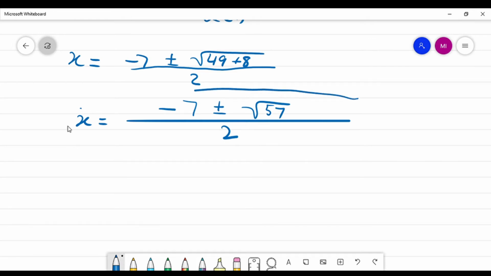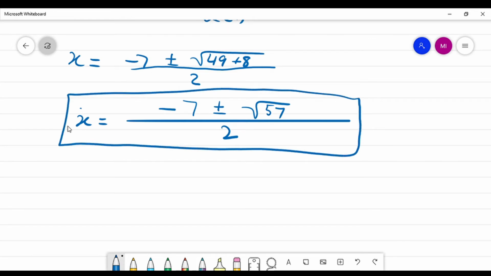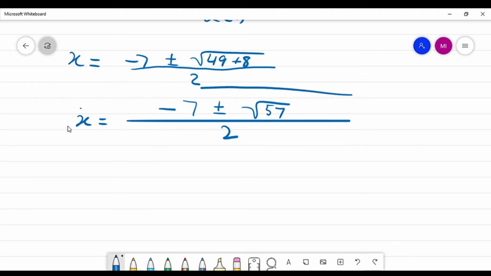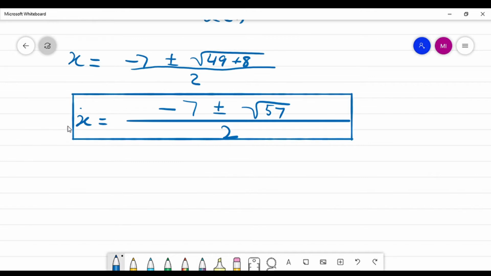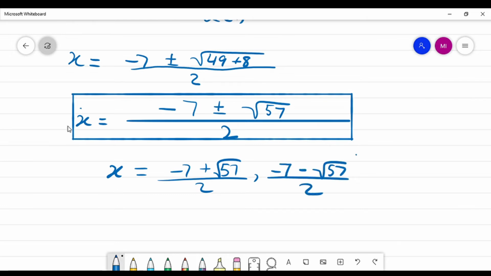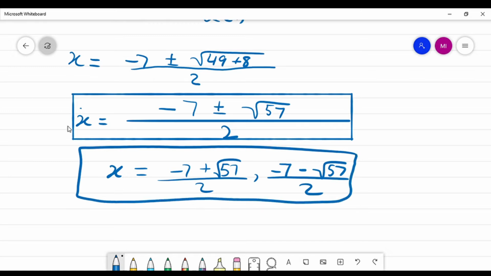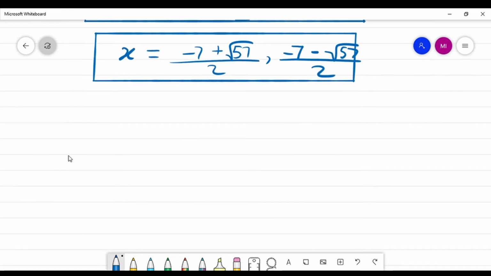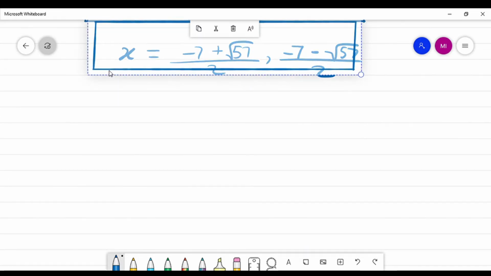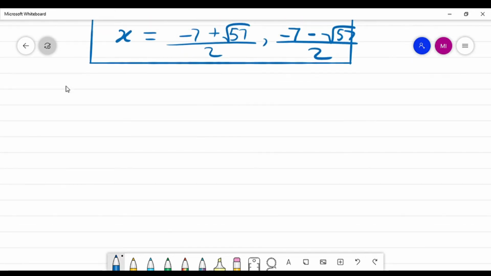And there we have it, folks. And the two values of x here are x is equal to negative 7 plus under root of 57 divided by 2, and negative 7 minus under root of 57 divided by 2. Okay. So let's move on to part 2.